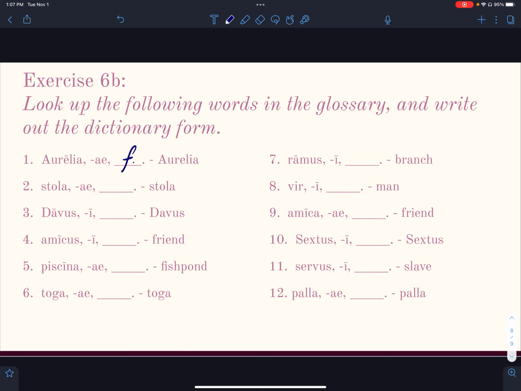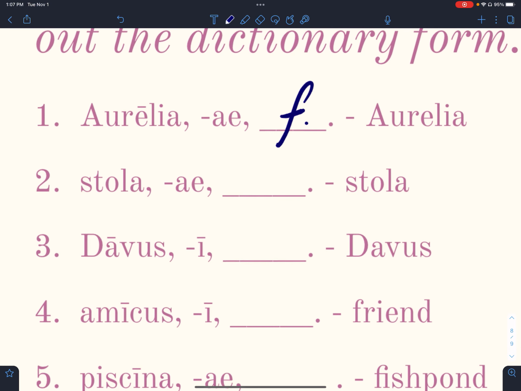Yes. I can't really see it. Is the font color too light? I think so. All right, we'll do it this way. Oh, is that better?